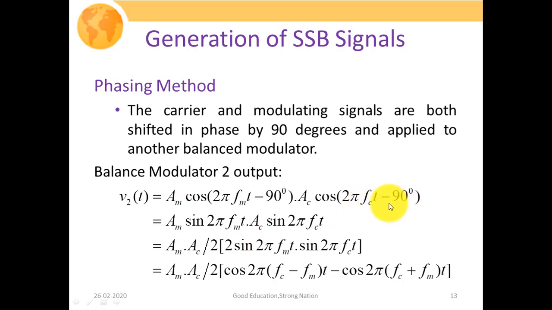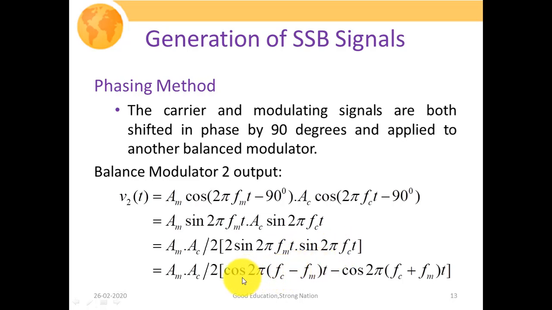We know that cos(90° − θ) is equal to sin θ, so we have applied a simple trigonometric formula there. So we have Am sin(2π fm t) multiplied with Ac sin(2π fc t). This is again a variant of a double sideband suppressed carrier signal. Next, we are going to apply the 2 sin A sin B formula in this equation. So we are left with Am Ac/2 multiplied with 2 sin(2π fm t) sin(2π fc t).